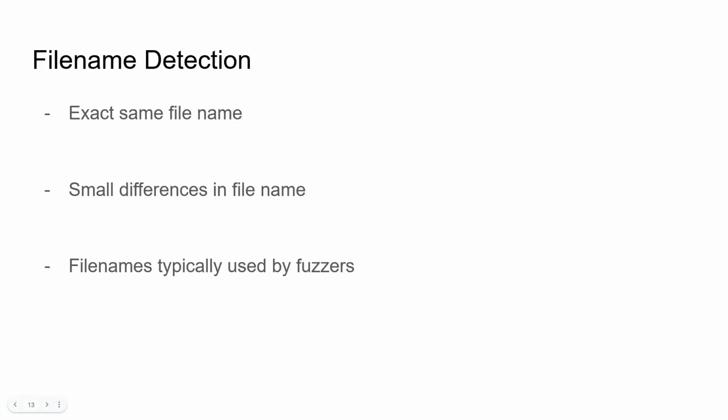So file name detection, we already went over this. Small differences in file name, exact same file name, or file names typically used by fuzzers. Like American Fuzzy Lop, again, uses the same file name every single time. So if we take the set of popular fuzzer file names and input that, we can potentially detect if fuzzing is occurring.